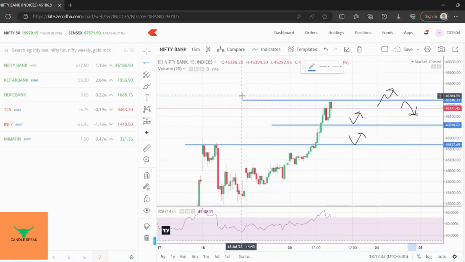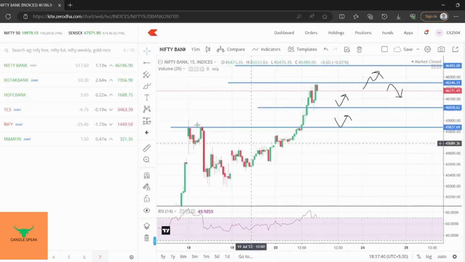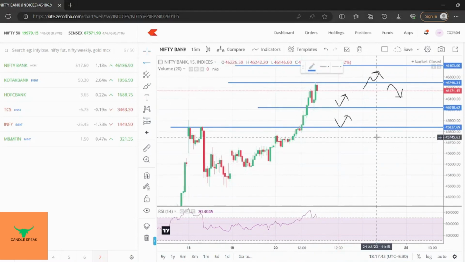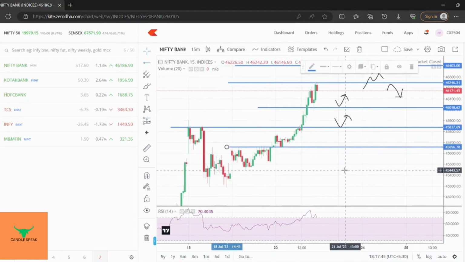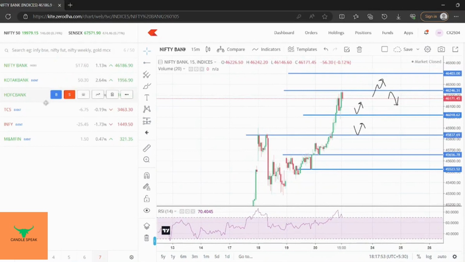And for the upper side target, above 46,300 only initiate trade for the upside, then 46,400 and 450 will act as very important levels. And for the bottom line, I would say 45,837 below, 45,656, 45,500, all these are very important areas for tomorrow. And now let's move towards the stocks which I'm going to discuss.